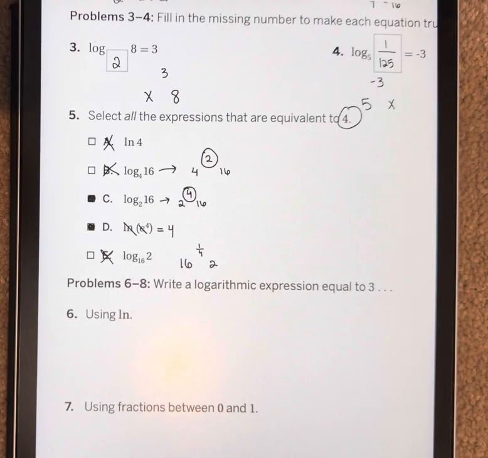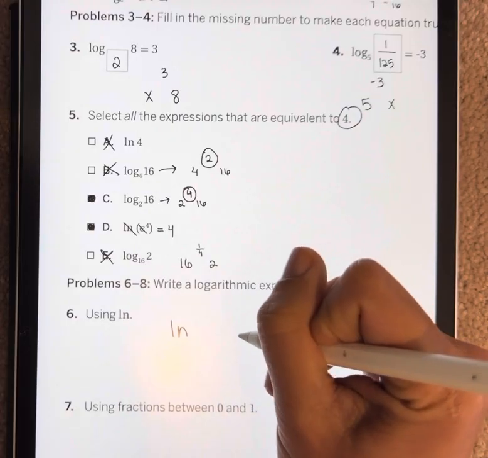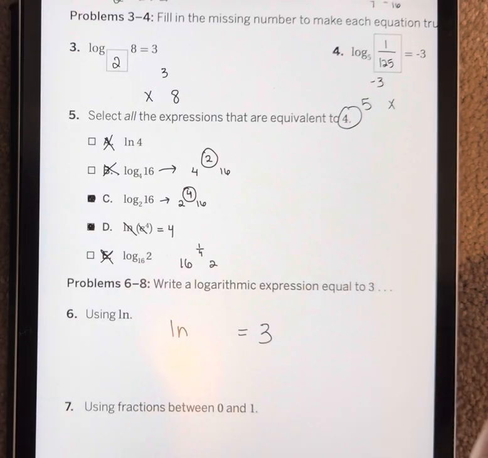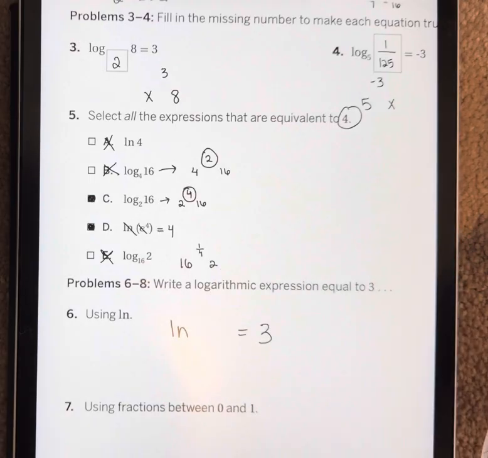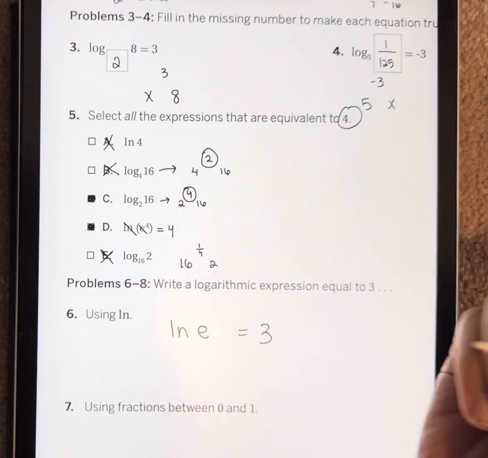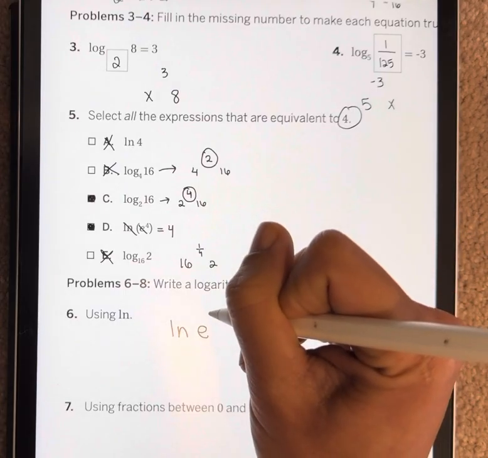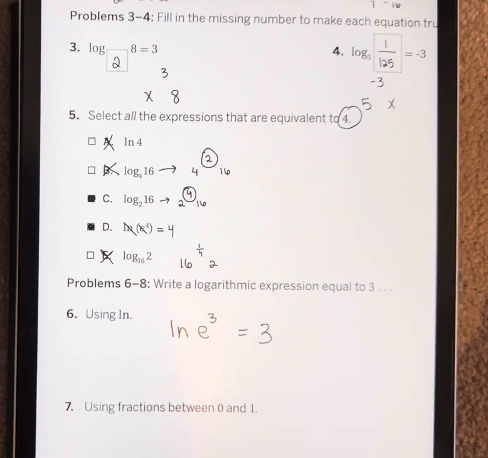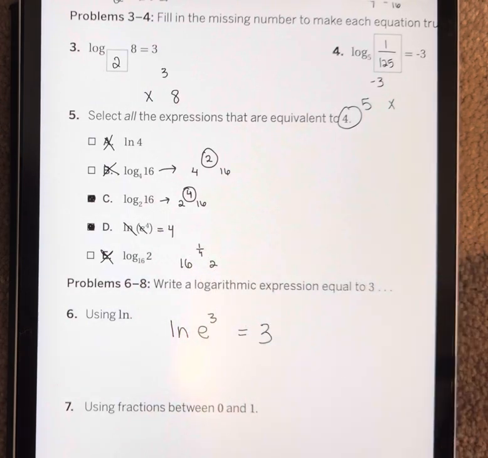Write a logarithmic expression equal to 3 using ln. Okay, so I want the ln of something to equal 3. So for this ln to go away and it to just have a 3 there, I need an e. But that e needs to be an exponential base, which means it needs to have an exponent. And the exponent is going to be what survives, so it needs to be 3. Look at that. All right, just like this one was 4, this one's going to be 3.